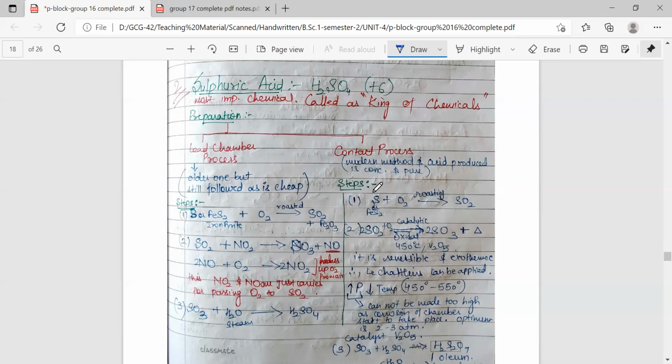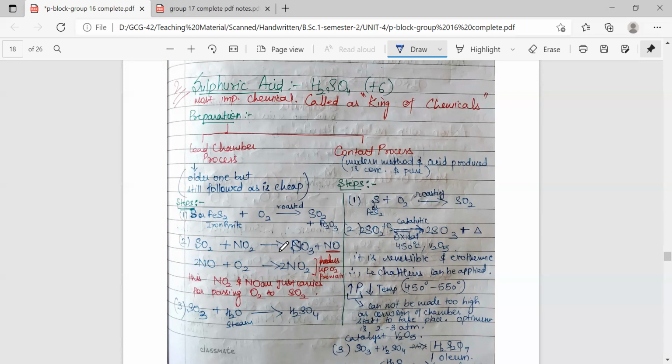The first step of the contact process is the same. Both reactions have the same first step. In the second step of the lead chamber process, sulfur dioxide is made to react with nitrogen dioxide. It gets converted to sulfur trioxide, and along with that, nitrogen monoxide is formed.